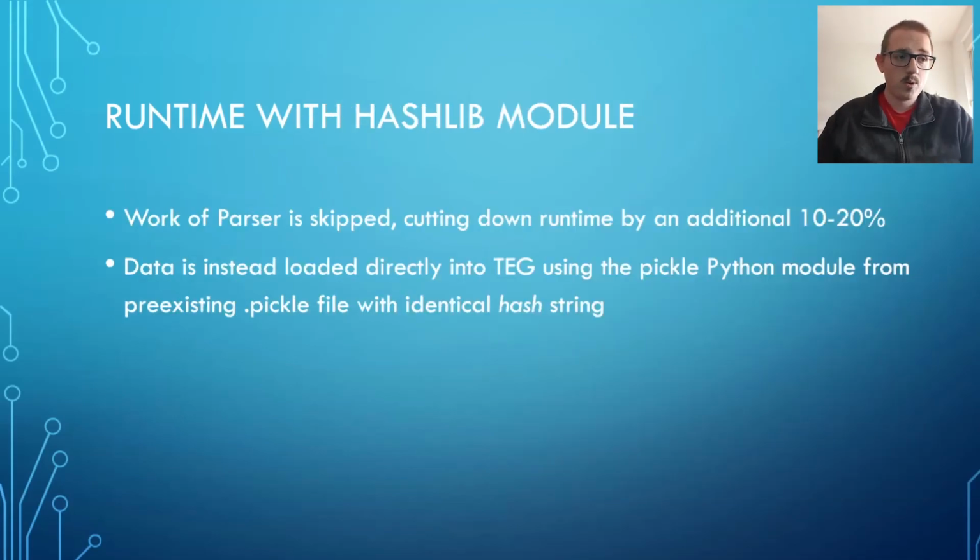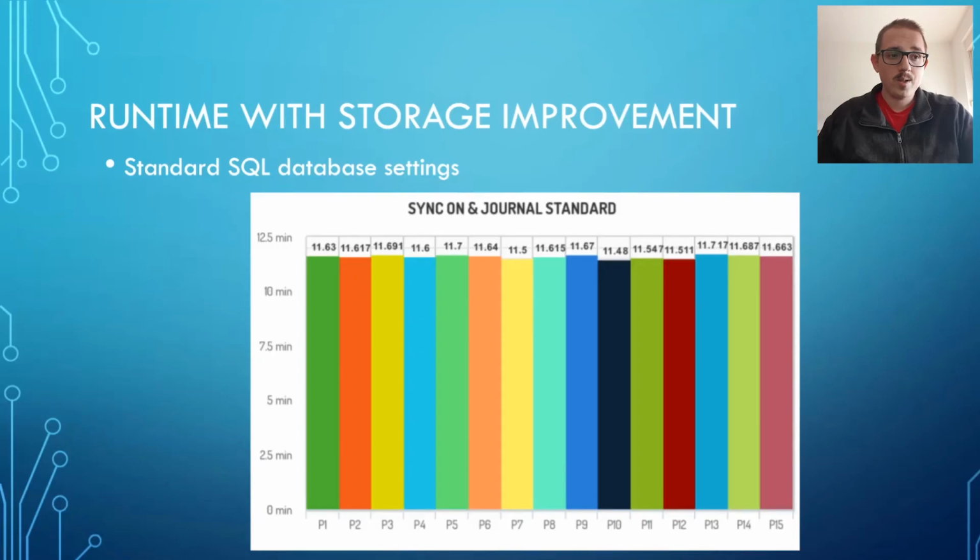The HASHLIB module also introduced acceleration, and it cut down time by 10 to 20% depending on the size of the input files, of course. My main focus was looking at how the SQL database could be optimized. So this is an example of tests done with standard settings. By standard settings, I mean synchronous mode and the journal that is made, which logs all the work stored into an SQL database, and this time is around 11 to 12 minutes.